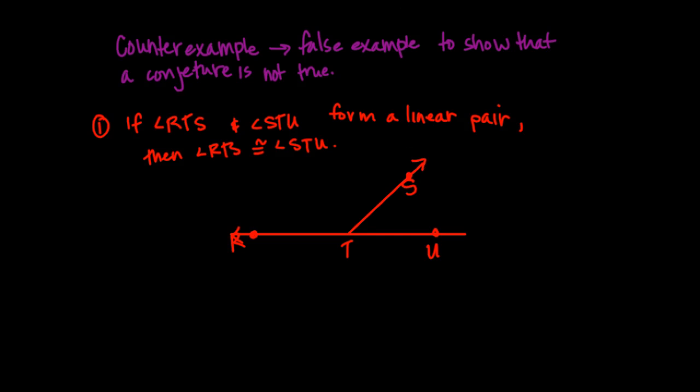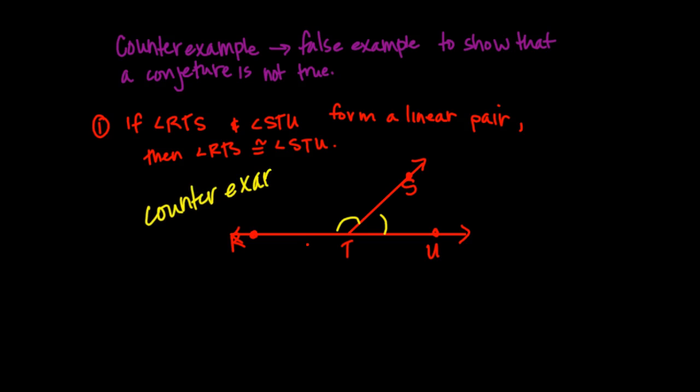All right, now I specifically drew this example so that these are not congruent to each other. So this is my counterexample. The question is, do RTS and STU form a linear pair? The answer is yes. When I add those two together, they add to be 180. TS is the shared ray. They share a vertex, and the rays that they don't share, TR and TU, form a straight line, right? They're a straight angle on the back side. So angle RTS and angle STU are not congruent to each other. So this would be my counterexample.